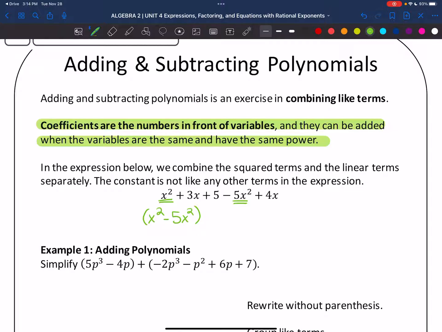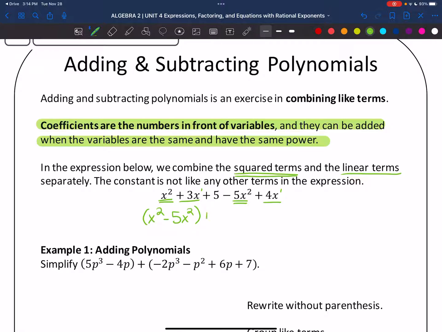Then we're going to look at our linear terms. Those linear terms are those that are just underlined one time. Their power is an understood 1. Here's the other one, understood 1. Our squared terms we double underline. Let's double underline that in our notes there.